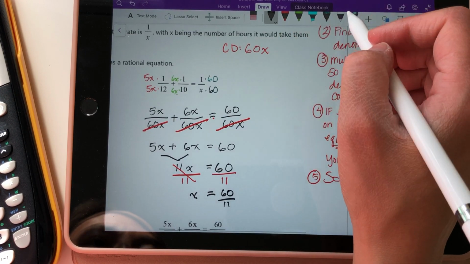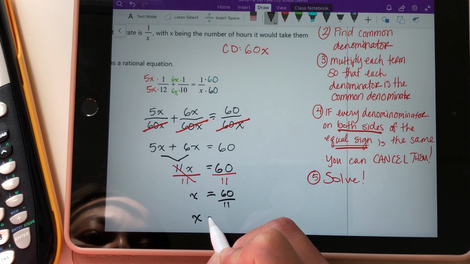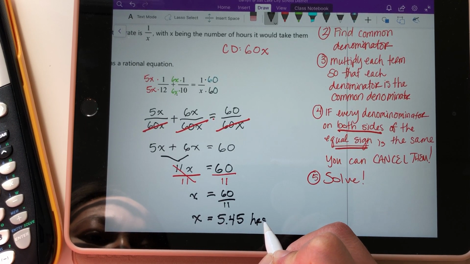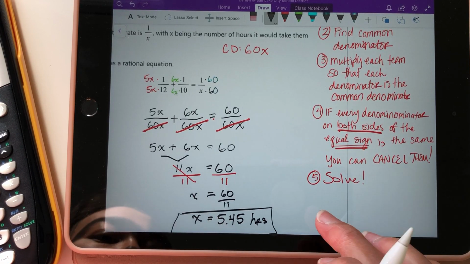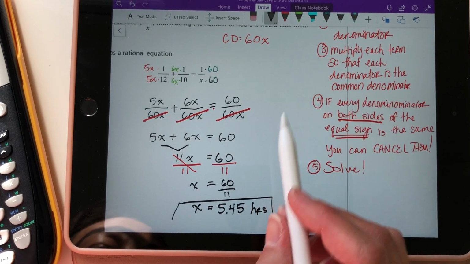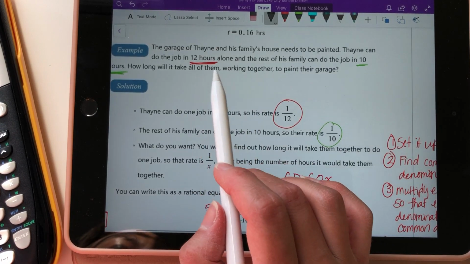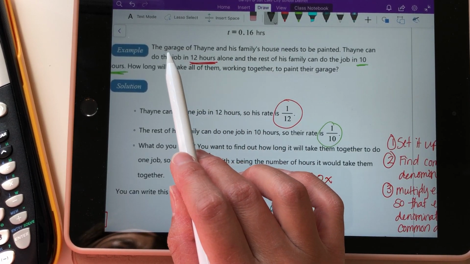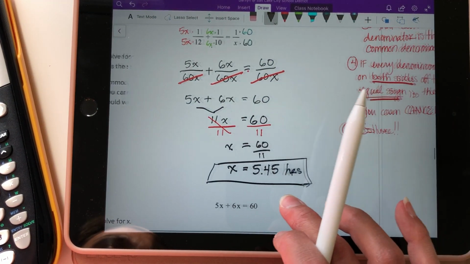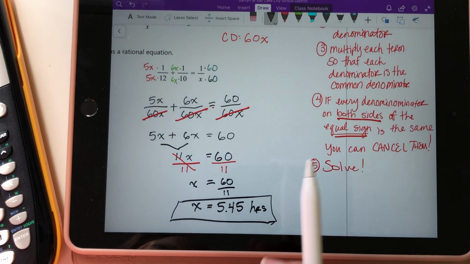So I could also say x equals 5.45 hours. You're probably wondering, what does that even mean? What does that, 5.45 hours, what does that even mean? It means that if Thane and his family were to all work together to paint the garage, it would take them 5.45 hours. So this is an example showing us of the power of working together and also the power of solving rationals.